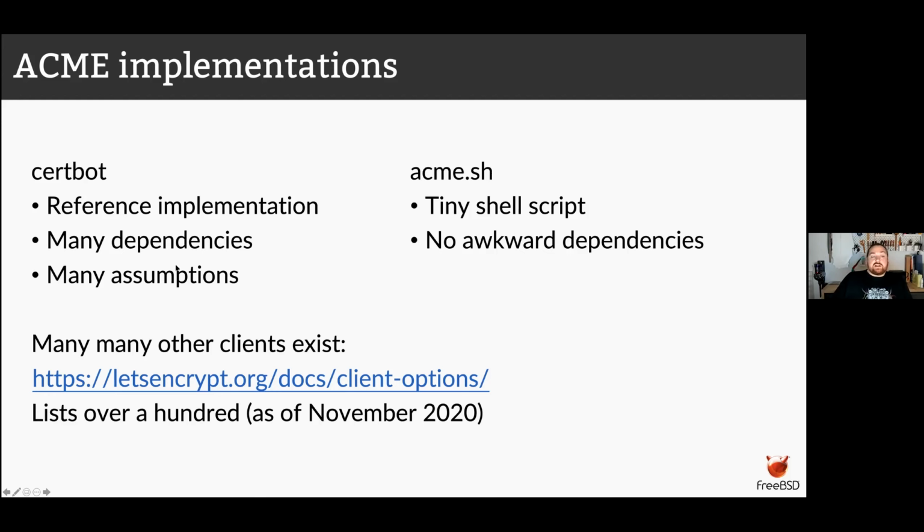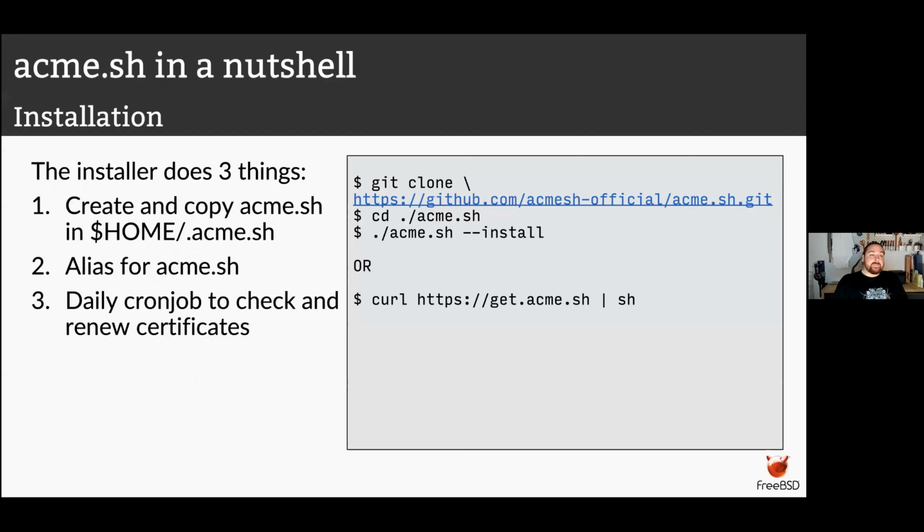There are many other clients. The last time I looked at this list, which was in November last year, there were over 100 in about a dozen different programming languages and environments. So, if you can't find what you like on that list, write your own and put it on the list. The protocol is open, but I'm going to talk about acme.sh because it's really simple and it shows the automation features of the protocol off really well.